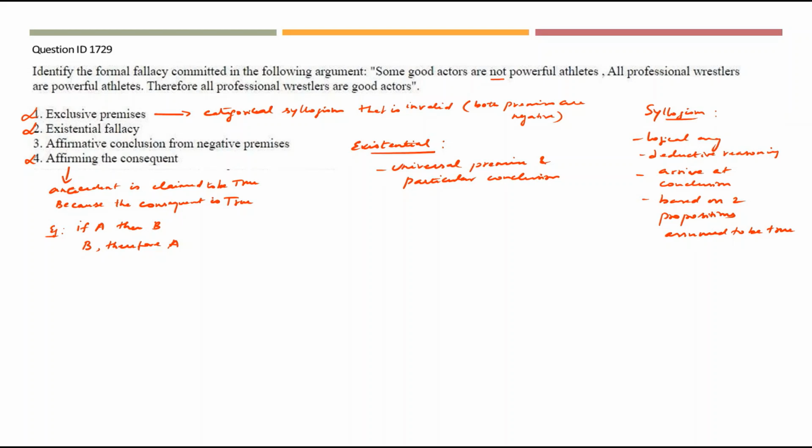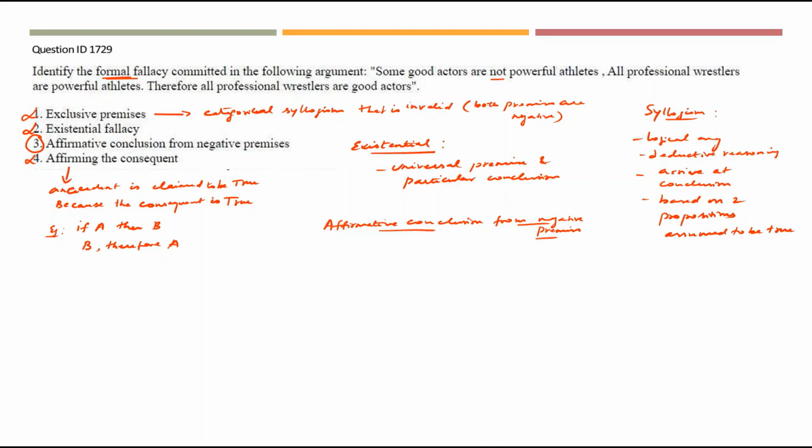Ruling out all those three, we can conclude that option number 3, affirmative conclusion from negative premises, will be the right answer. But what kind of fallacy is it? From the question we can understand that it is a kind of formal fallacy. Let's learn about affirmative conclusion from negative premises. So just interpret from the title, negative premises. So one of the premises is negative here. Affirmative conclusion in the sense the therefore statement is having a positive conclusion. So just interpreting the meaning of the words, I am just telling you.